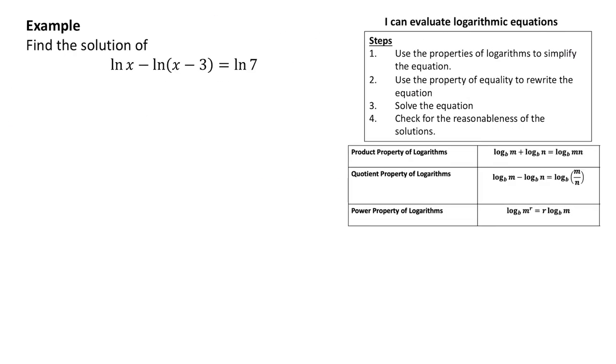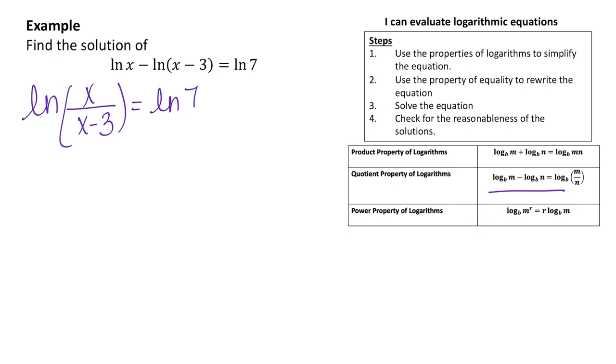Now let's find the solution of the natural log of x minus the natural log of x minus 3 equals the natural log of 7. So what we want to do is use those properties to first simplify this equation. Notice that I can use the quotient property. So I can say that this is the natural log of x over x minus 3 equals the natural log of 7, right? We have two logs with the same base, so we can go ahead and say that x over x minus 3 equals 7.